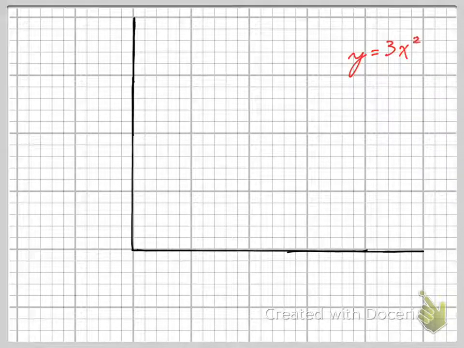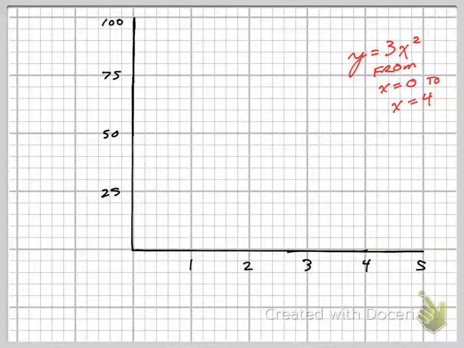Okay, so today I want you to do the exact opposite of what we did last class meeting, and that is I want you to consider this function, and I'd like for you to go ahead and graph it on a sheet of paper. The function that we're considering is y equals 3x squared, and I want you to do what we call evaluate it from x equals 0 to x equals 4.